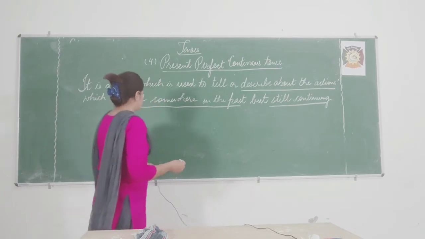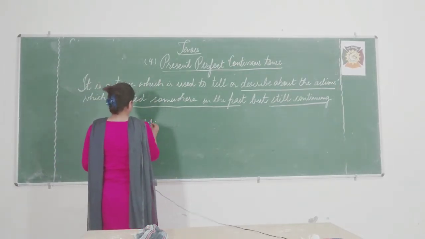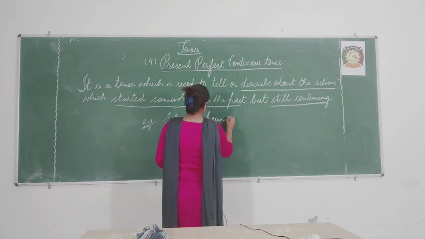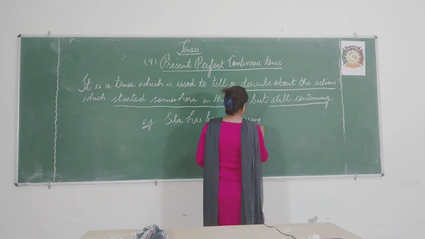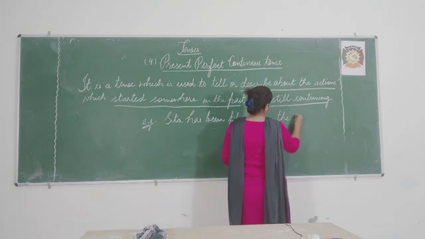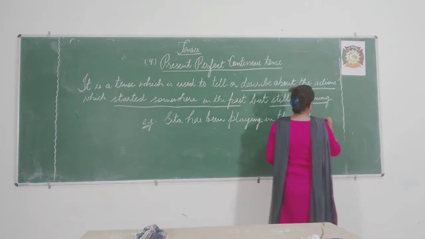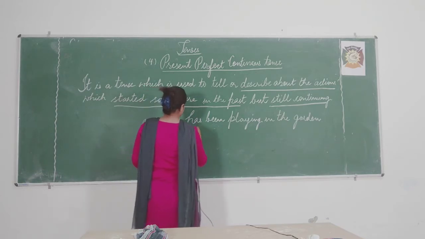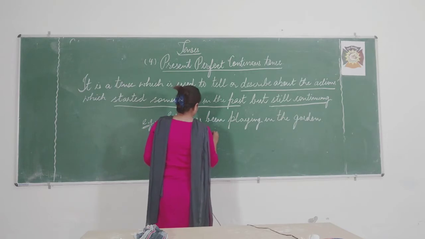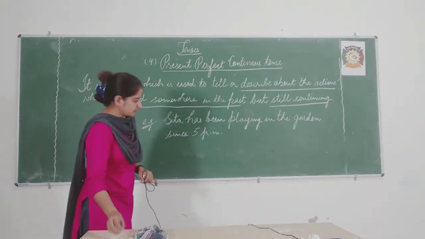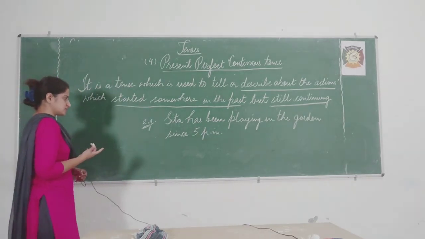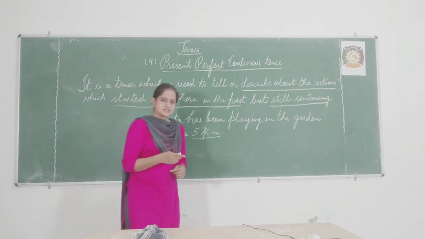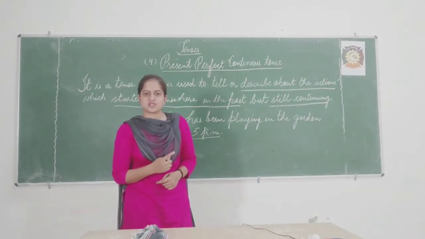Let us take one example with regard to this. For example, Sita has been playing in the garden since 5 p.m. Now in this sentence, the exact time is given, that is 5 p.m. So Sita started playing in the garden at the exact point of time, that is 5 p.m.